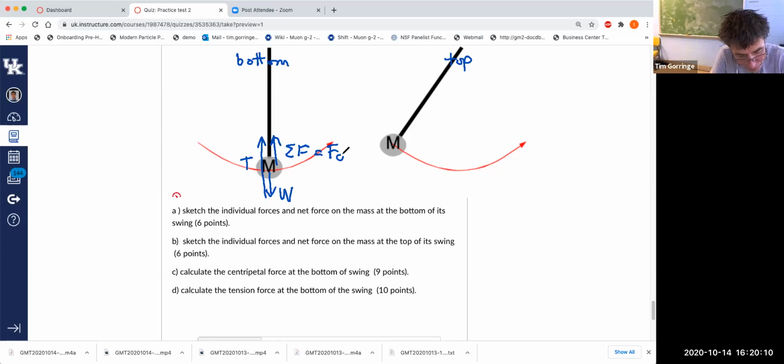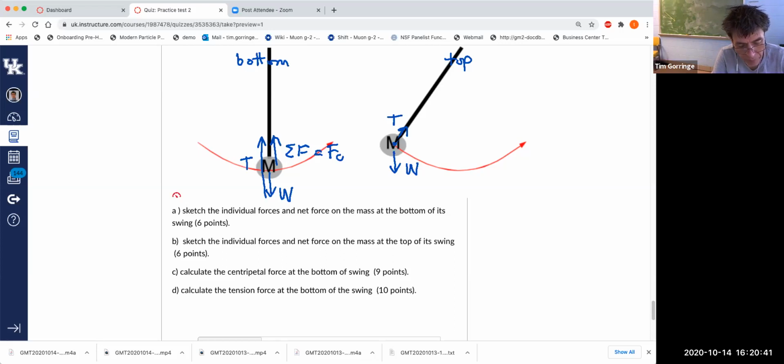Let's see if we can do this one. Well, the weight will be the same. Weight doesn't change. The tension will be different though. We don't need to know the details of how much different, but it will be in a different direction and actually a different size. But it is still along the length of the string. So here's my tension.